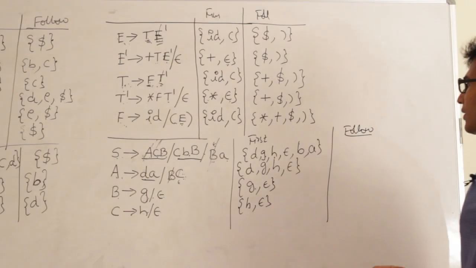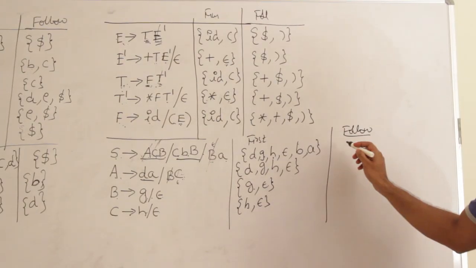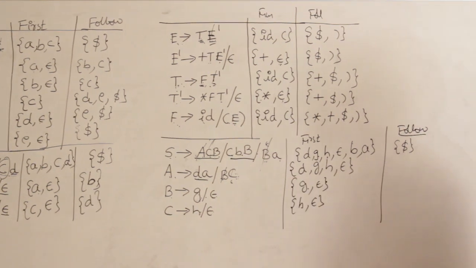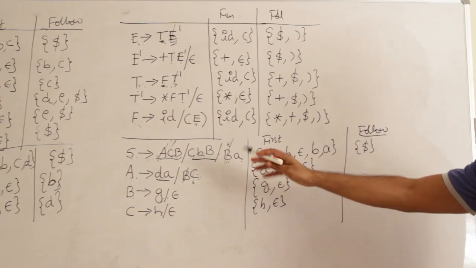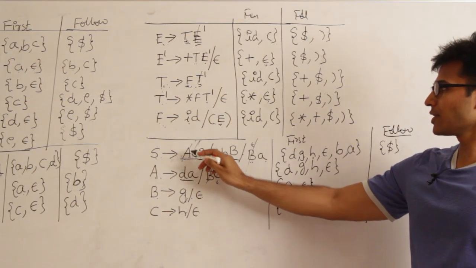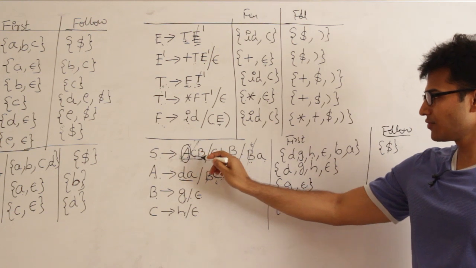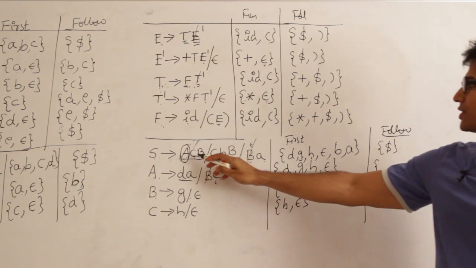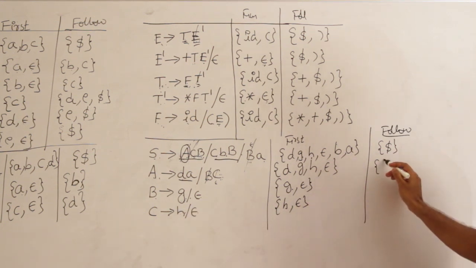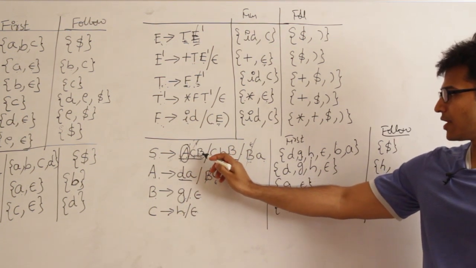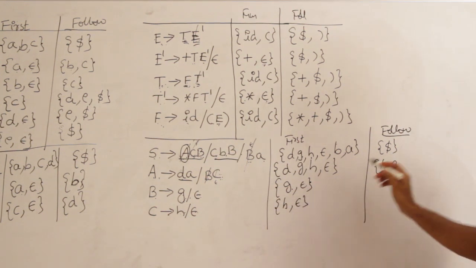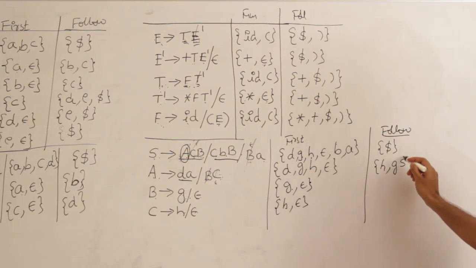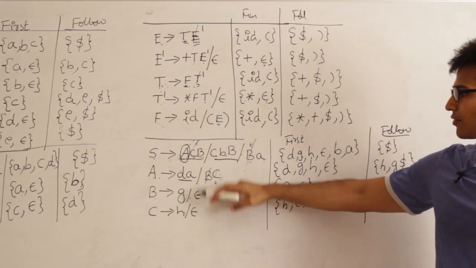Now follow of S. Always remember follow of start symbol is dollar, and see if anywhere you can see S in the right hand side. There is no S in the right hand side, therefore dollar is the only symbol. Next one, follow of A. Follow of A is, see in the right hand side wherever A is occurring here, therefore follow of A is first of CB. Now what is first of CB? First of CB is first of C, which is H, and substitute epsilon there. If I substitute epsilon there, first of B, therefore first of B is G, and again you substitute epsilon there. Now follow of A is nothing but follow of S. What is follow of S? Dollar, and that is the only occurrence of A, therefore you need not worry about other productions.